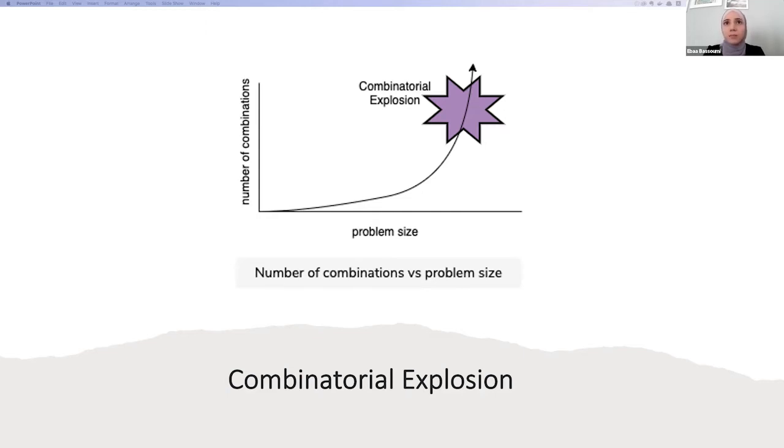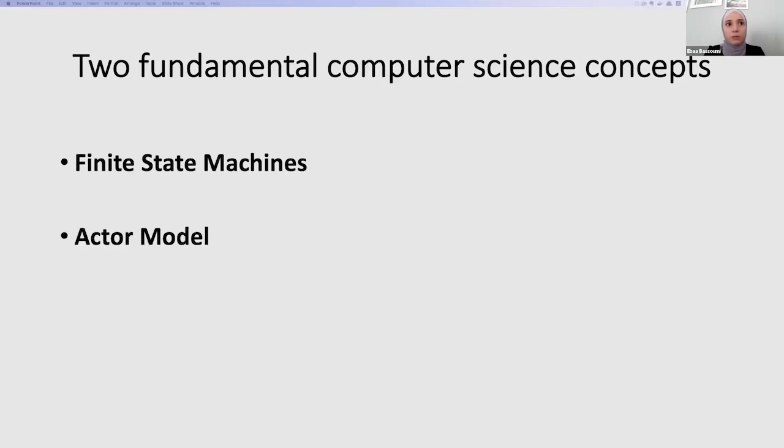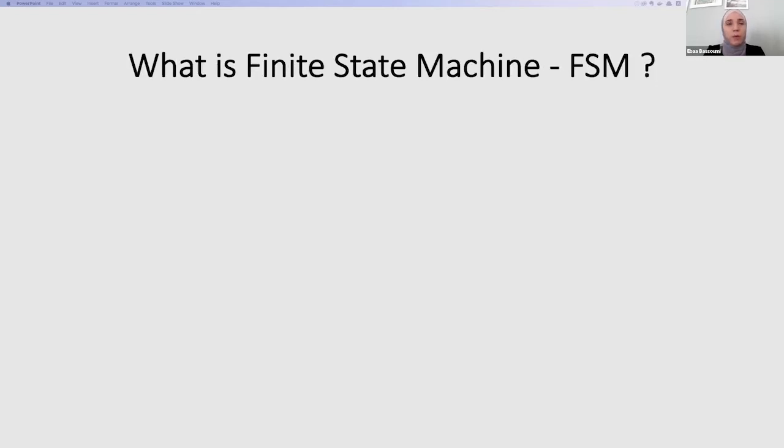Using the finite-state machine computational model will help us to avoid this case. So just keep this in mind, because we're gonna talk about this later, okay? We're gonna talk today about two fundamental computer science concepts. We're gonna talk about the finite-state machines. We're gonna talk about the actor model, and we will have a live demo of how to implement those in the code. So what is the finite-state machine?